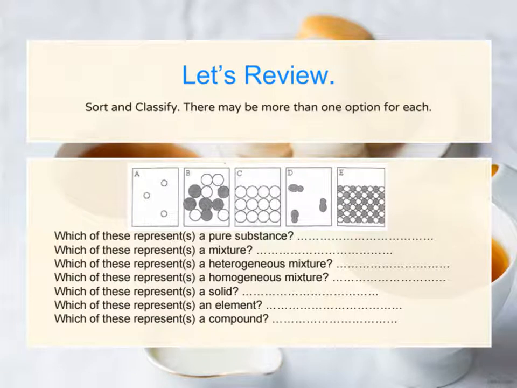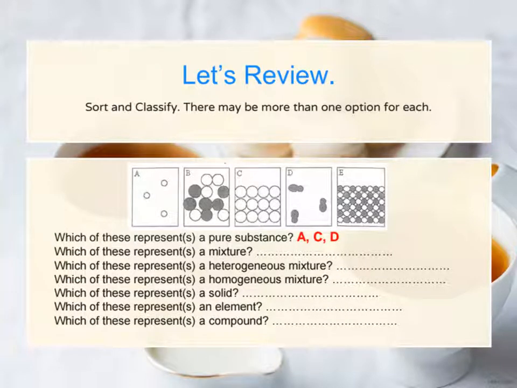Which of these represent a pure substance? Picture A represents an element where all atoms are alike and nothing else is added. Accordingly, A represents a pure substance. In picture C, all atoms are alike and then C is a pure substance as well. Picture D represents a compound. It's the repetition of the same pattern and nothing else is added, so D is a pure substance.